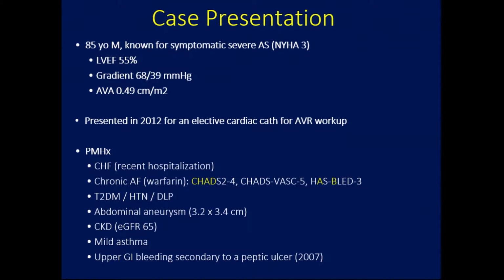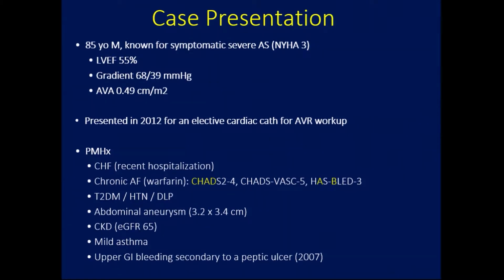So this is an 85-year-old man known for symptomatic severe AS, New York Heart Association Class 3. His left ventricular ejection fraction is 55%. Peak and mean gradient are 68 and 39, respectively. Index aortic valve area is 0.49. So he presented to us in 2012 for an elective cardiac cath in order to complete his AVR workup.